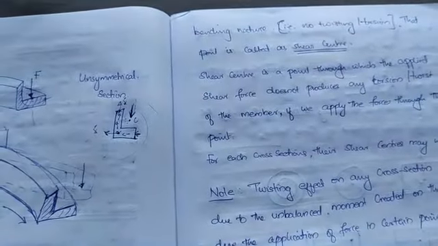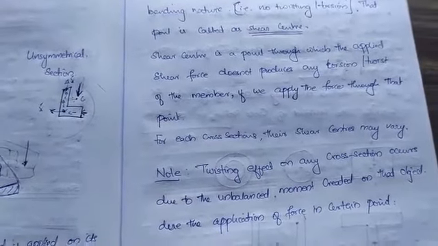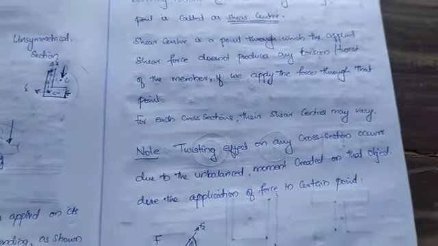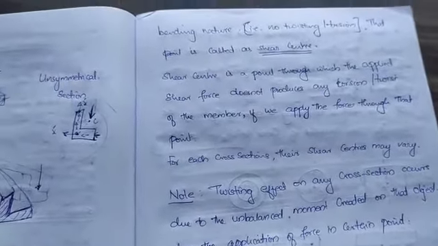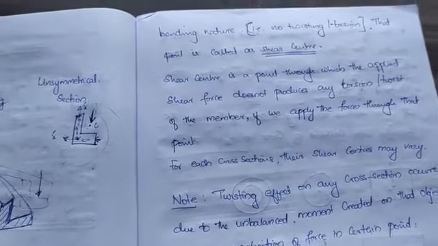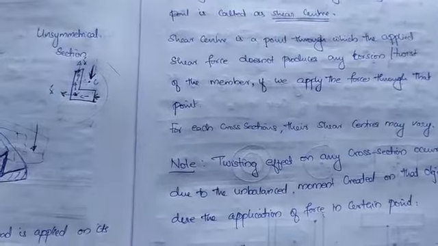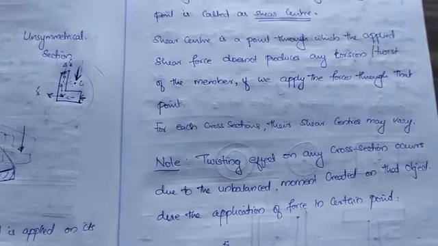For each cross section their shear centers may vary. For an angle section there will be one shear center, and for an I section, and for different unsymmetrical I sections, you may also have different shear centers.